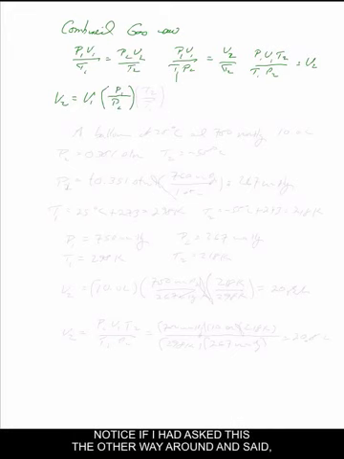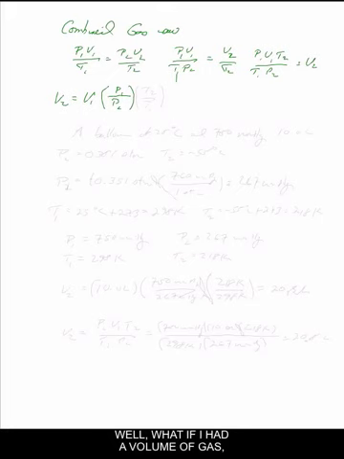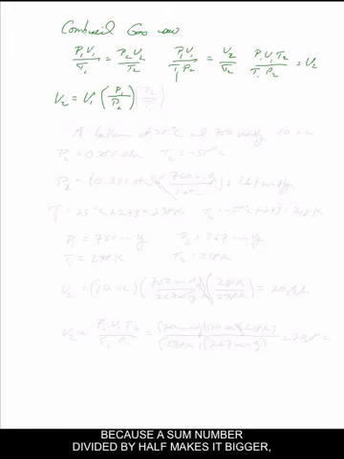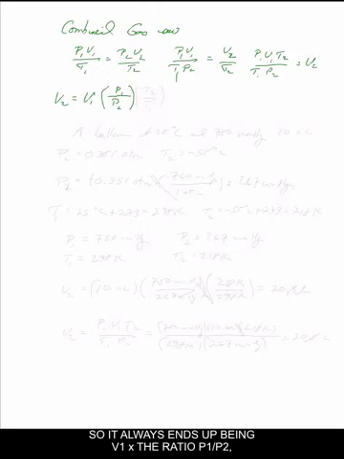Notice if I'd asked this the other way around and said, what if I had a volume of gas and I halved the pressure? Well, I know the new volume, V2, would be larger. So notice again, I still have to put the new pressure, the half pressure, down below, because some number divided by half makes it bigger, in fact twice. So it always ends up being V1 times a ratio P1 over P2.